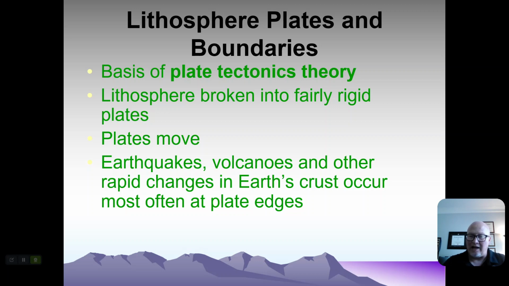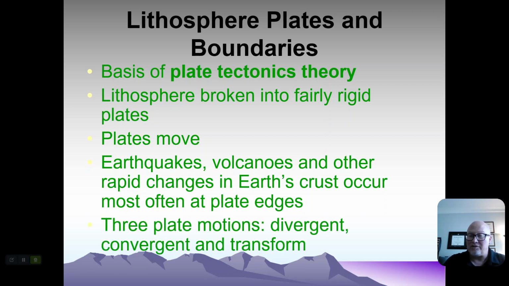If we were to look at the edge of the Pacific plate, where the Pacific plate comes into contact with the North American plate and the Eurasian plate, what we're going to see is a ring of volcanoes that goes all the way around the Pacific Ocean. This is referred to as the Ring of Fire, and so we see that most volcanoes and most earthquakes happen at plate boundaries.